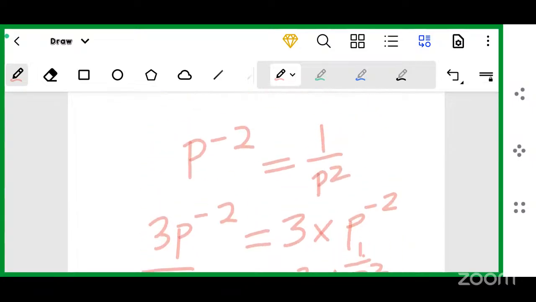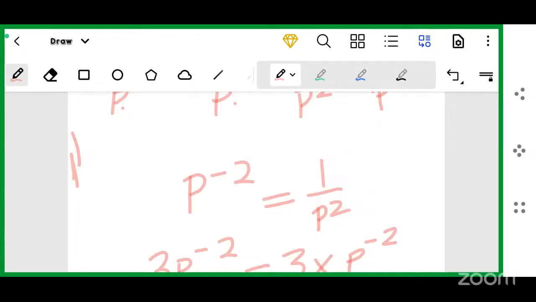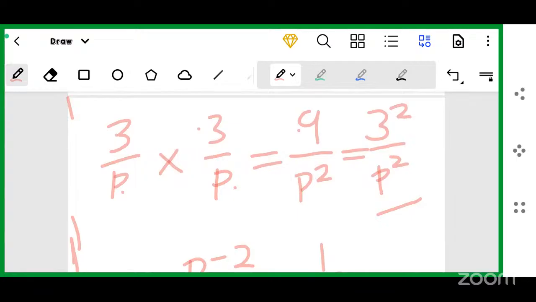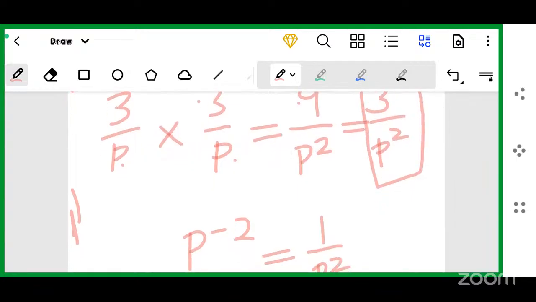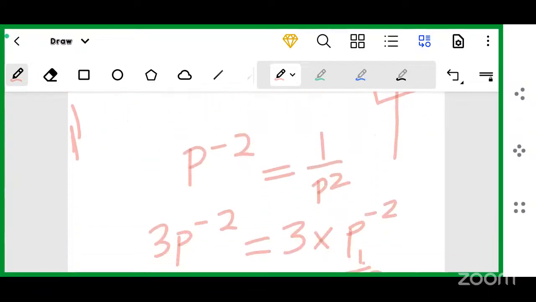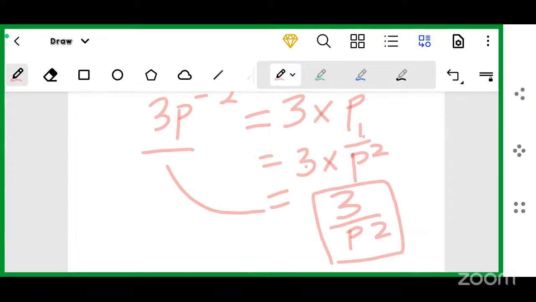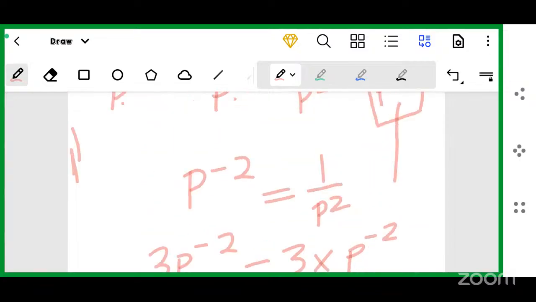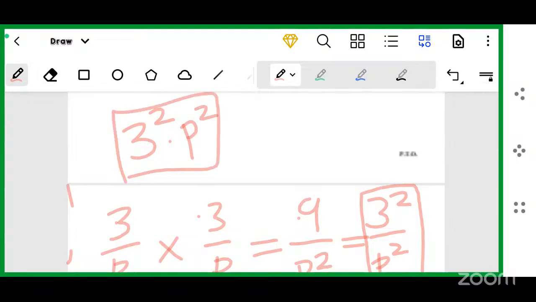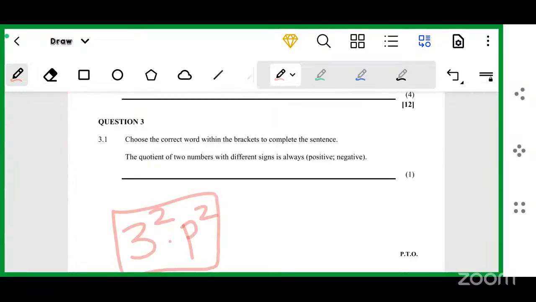Okay. So going back to this one, do you agree with me that we can convert it and come down here like this one? Meaning that we can simply write it as 3 to the power of 2 over P to the power of 2. Yes, ma'am. Yeah, that's how you were supposed to do it, and the answer that you chose is correct.